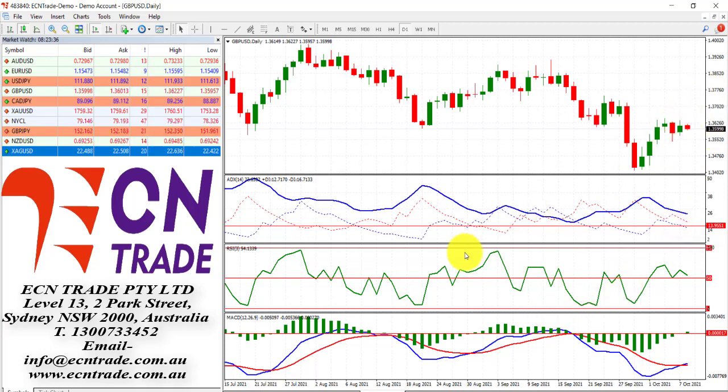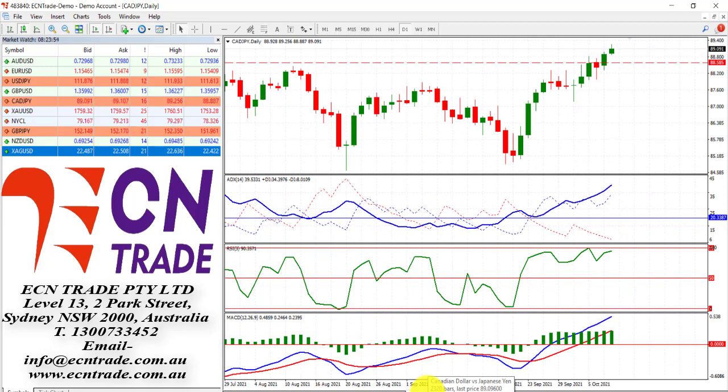With non-farm payrolls numbers out tonight, we could see a stronger dollar if the number is stronger, as the Fed will be keeping a very close watch on this to see when or announcement of the tapering of its 120 billion bond buying.